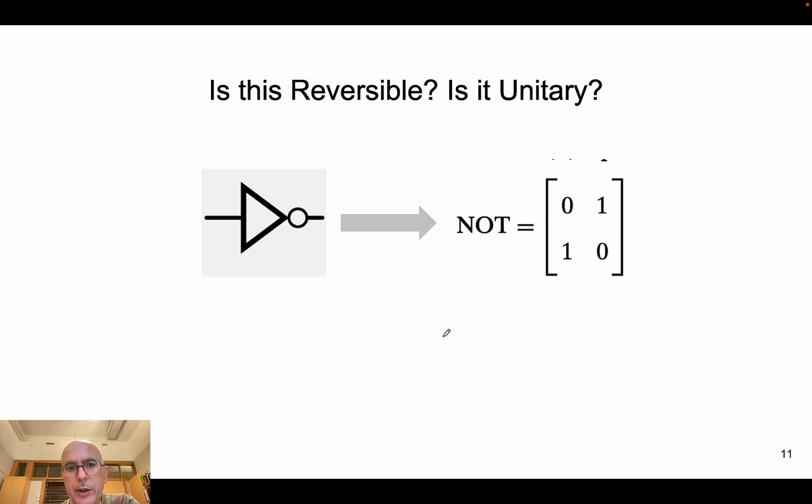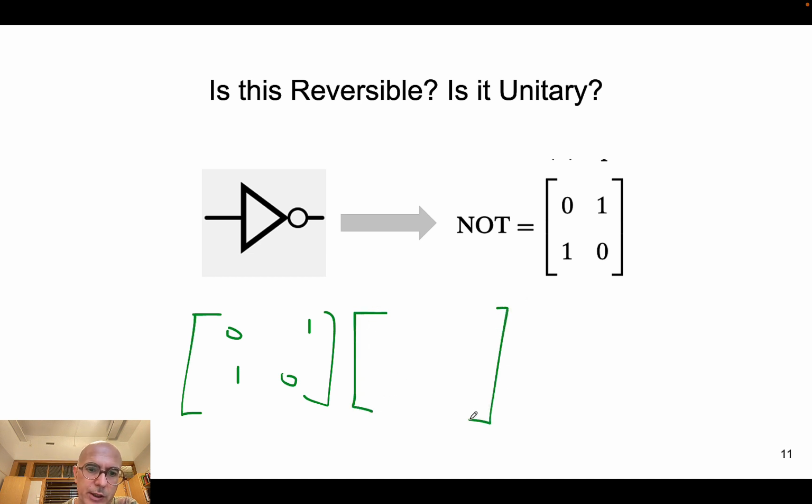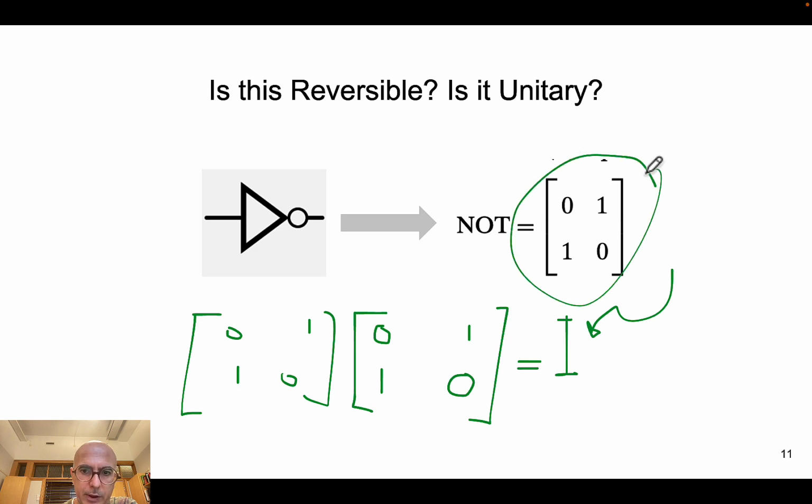So a question for you: is the NOT operation described by this matrix unitary? Well, there is a way to calculate that. We have 0, 1, and then 1, 0. If we take the adjoint of this, the conjugate transpose, it is the same matrix, 0, 1, 1, 0. If we multiply these two matrices, we obtain the identity matrix. So this matrix is unitary, because if we multiply it by its adjoint, we obtain the identity matrix, that is the definition.